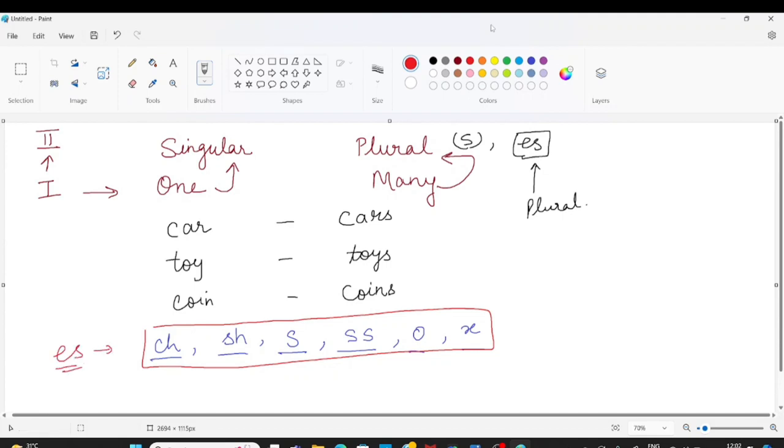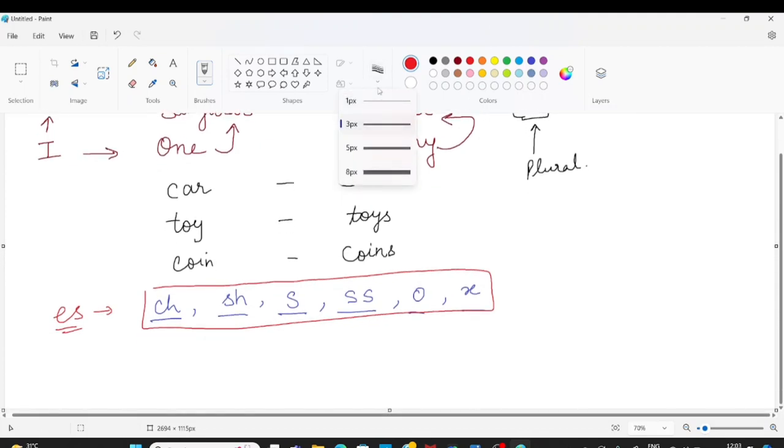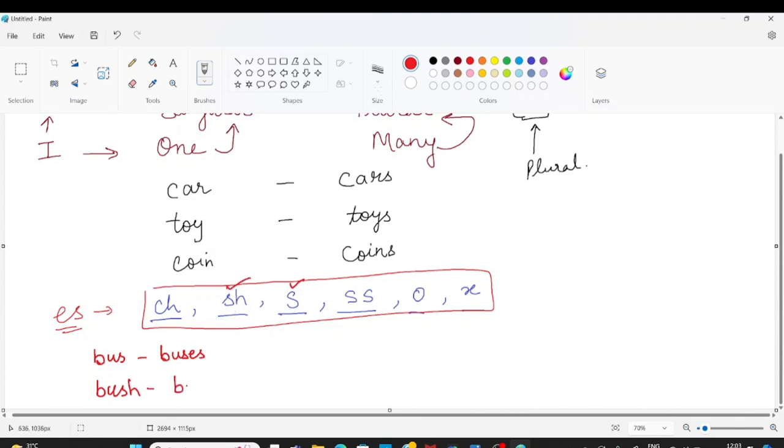We are going to add es. So let's see some examples. For example, if the word is bus, it has s at the end, so we will make its plural bus and then es, buses. If the word is bush, it has sh, so we will make bushes.